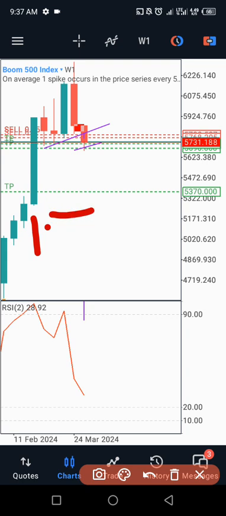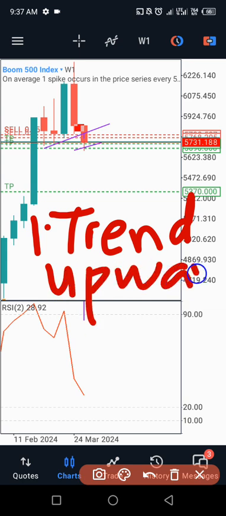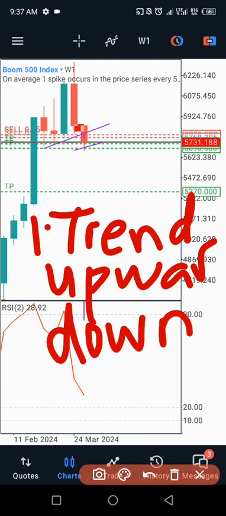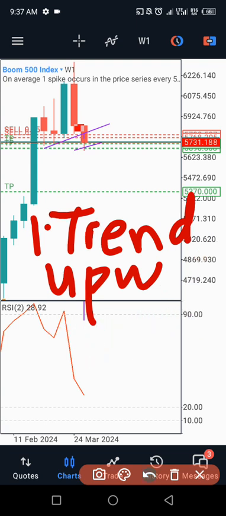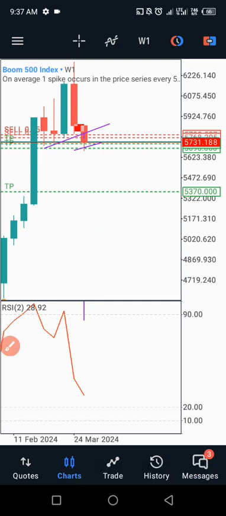So the first thing is to determine the trend of the market, okay. The market is either going upward, all right, or going downward, okay. So that's the first thing you want to do whenever you open your chart. So I'm just going to show you how I was able to determine that the market was going downwards, okay.